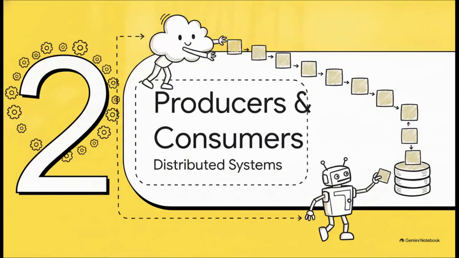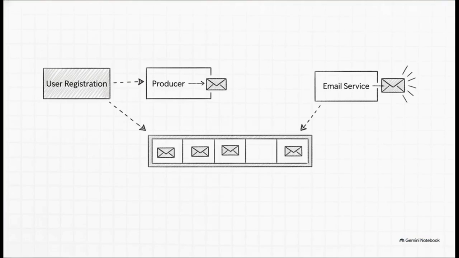Section 2. Meet producers and consumers. Now that we get why queues are so crucial for keeping things moving, let's meet the actual actors handling the data. First up, the producer. This is the entity or service that creates and sends messages into the queue. Back to our email analogy, the producer is that specific, fast-moving part of your app, like the user registration service. The second a user clicks register, the producer fires off a message saying, hey, send a welcome email to this address, and drops it right into the queue. And that's it, job done. It produces the intent, completely decoupling itself from the actual execution.